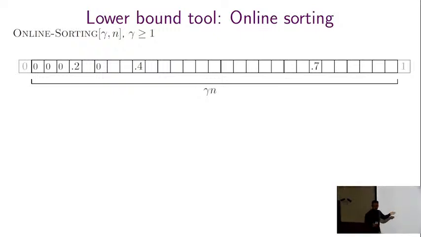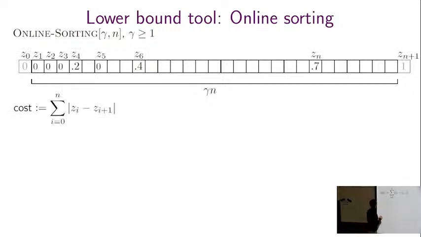Then in the end, when we got all our n numbers, we number them from 0 up to n plus 1. And then the cost is the sum of the consecutive differences in this left to right order of the numbers. Because we have a 0 here and a 1 here, and we get numbers between 0 and 1, the optimum cost is exactly 1. That would be what we would get if the numbers were really sorted. But it's impossible to get that because we get them in online order.